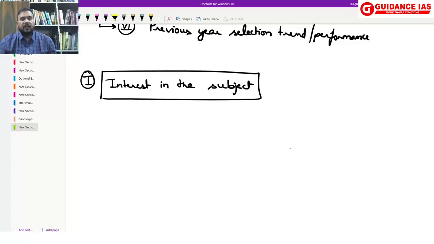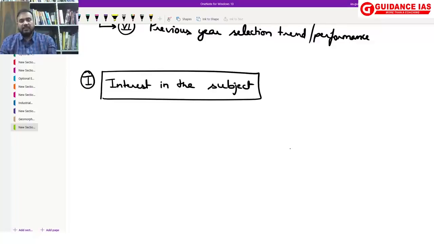Ultimately, I chose geography as my first optional. Earlier, I had thought I would be taking up PubAd as my first optional, but later I chose geography as my first optional, and PubAd actually became my second optional. In fact, by that time I was already doing my masters. I had started my masters in public administration. So you see what happened actually with respect to the interest.